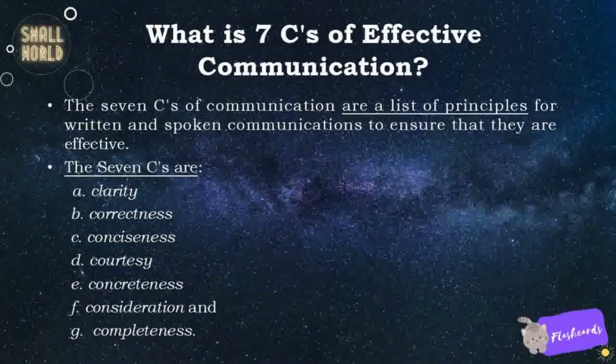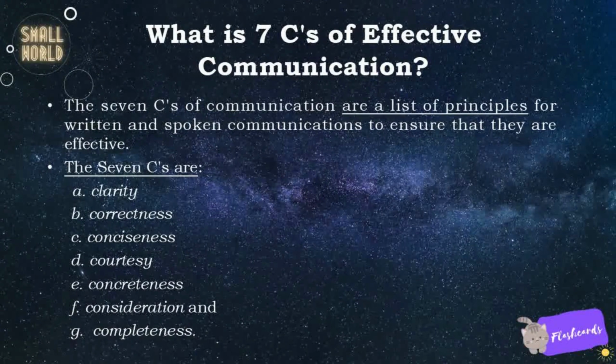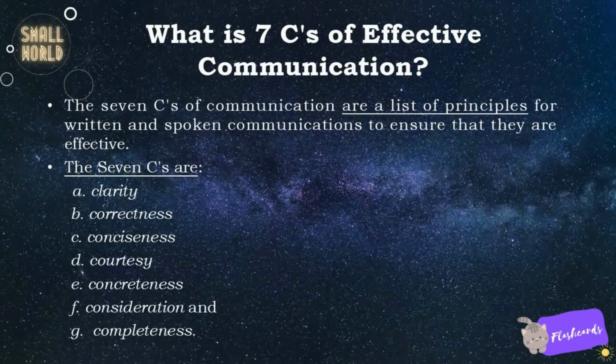What is 7 C's of effective communication? The 7 C's of communication are a list of principles for written and spoken communications to ensure that they are effective. The 7 C's are: A. Clarity. B. Correctness. C. Conciseness. D. Courtesy. E. Concreteness. F. Consideration, and G. Completeness.